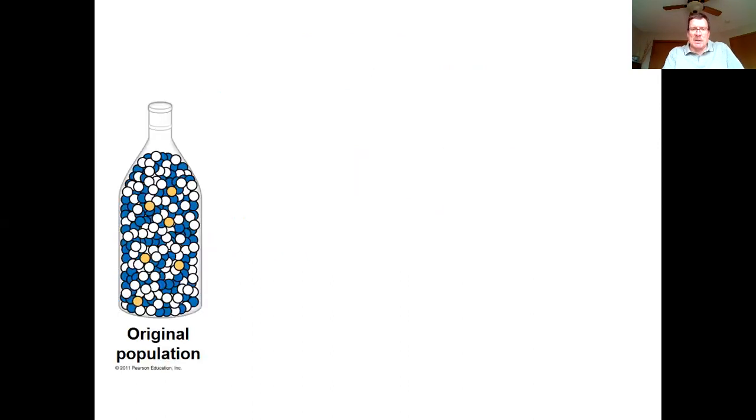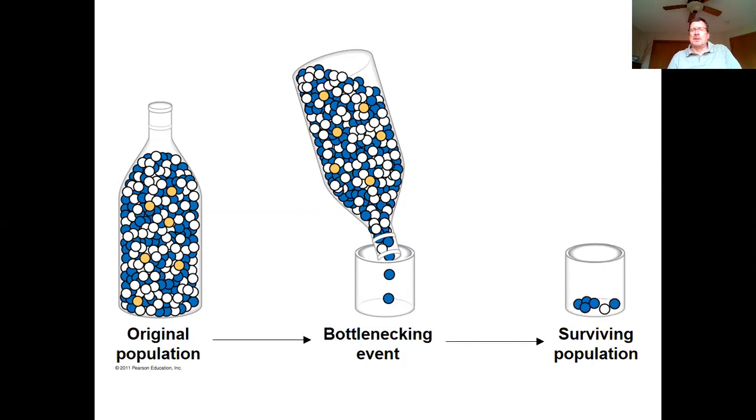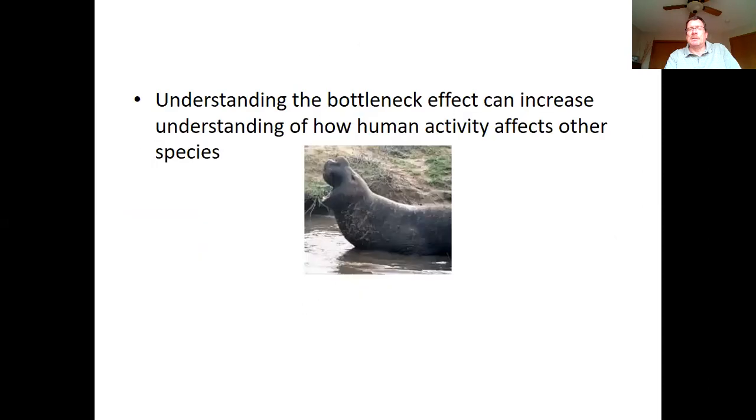So here's a standard cartoon that you see with this. There's our original population, but then you have some sort of natural disaster, and what you end up with is a surviving population. You've lost alleles and changed things dramatically.